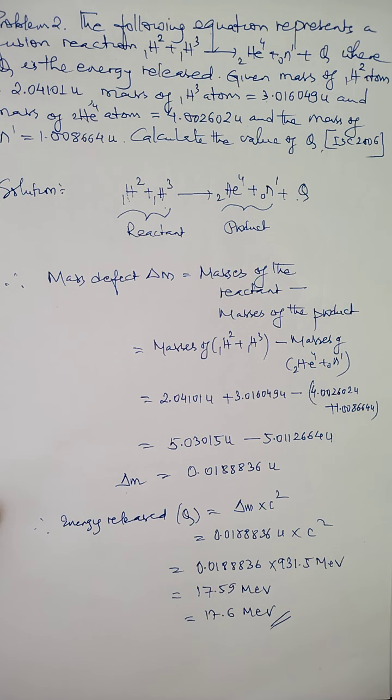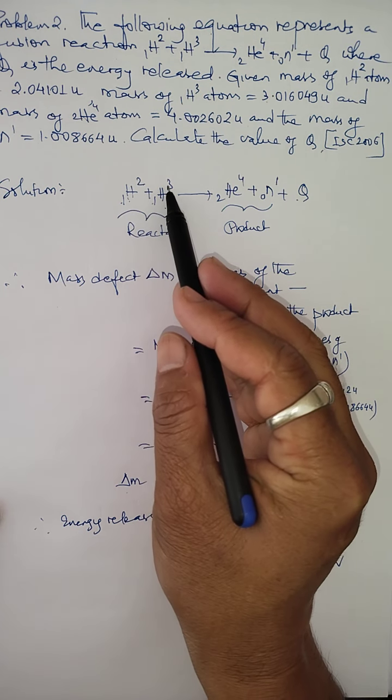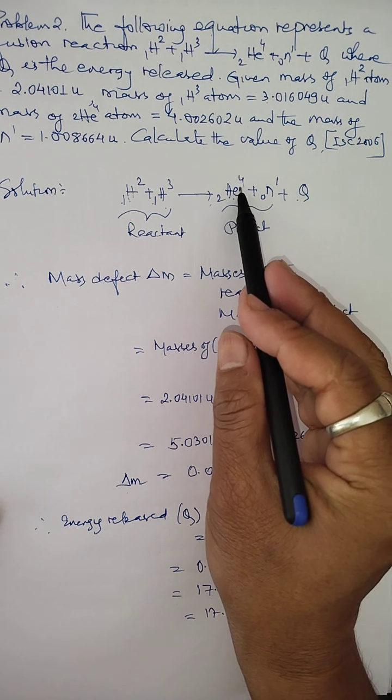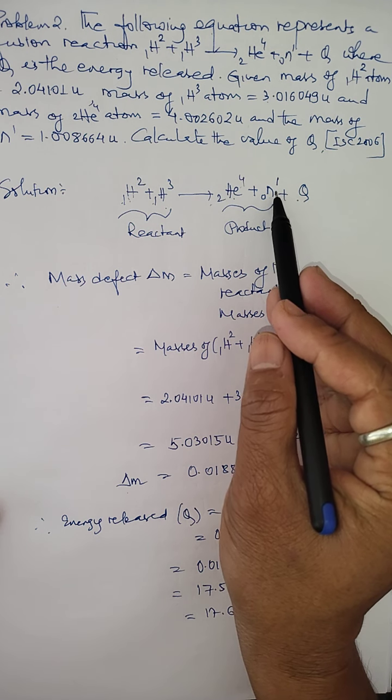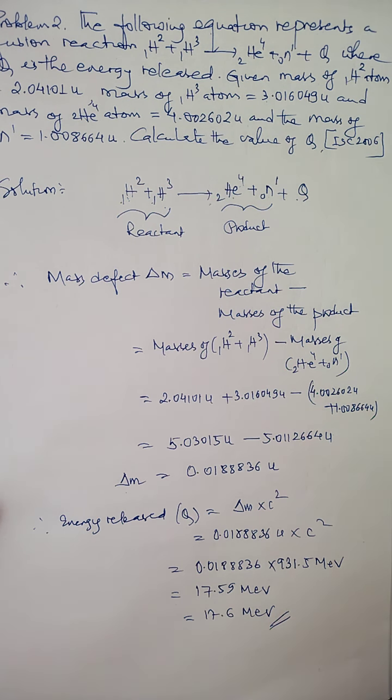So look at the energy that will be released when H 1 2 and H 1 3 hydrogen atoms fuse together to form an alpha particle and a neutron, with the release of energy. So this is the problem based on fusion reaction. I solved a total of 2 numerical problems. I think these 2 numericals are more than sufficient based on fusion reaction. So we have completed the chapter.